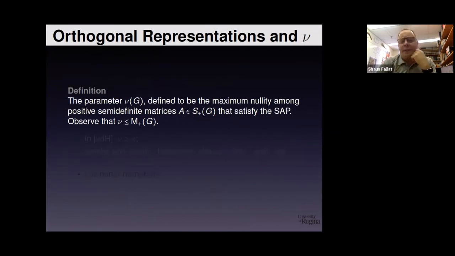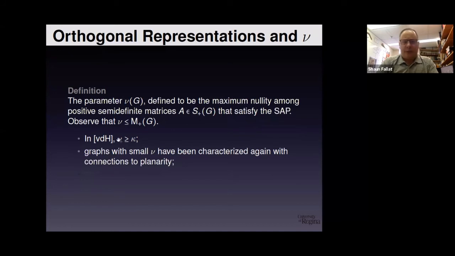Going back to the set S plus, people took a subset of S plus and said, look, let's consider the positive semi-definite matrices that also have this strong Arnold property. And of course, you have this inequality because you're restricting the maximum. It turns out that this parameter nu is also at least the vertex connectivity. There is work showing the connections between nu, at least small values of nu, and notions of planarity.